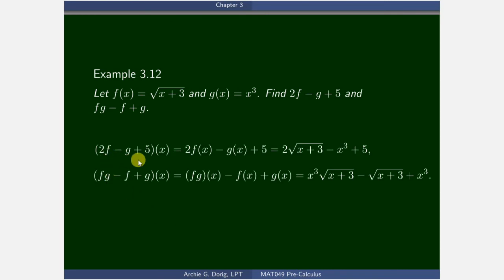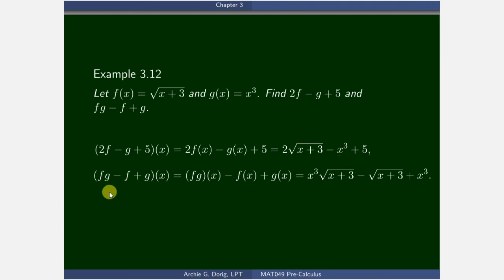2f minus g plus 5 of x is equal to 2 times f of x minus g of x, plus 5. So 2 times f of x, this is 2 times the square root of x plus 3. Then minus g of x, so this is our g of x, and plus 5. Then simplifying further, since there are no like terms to be simplified, that is the final answer.